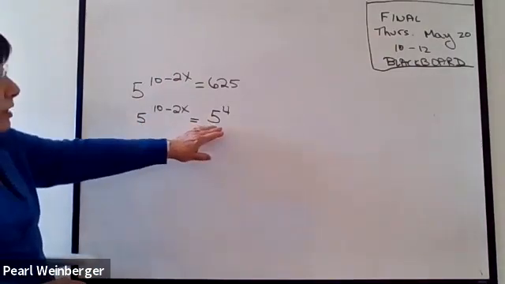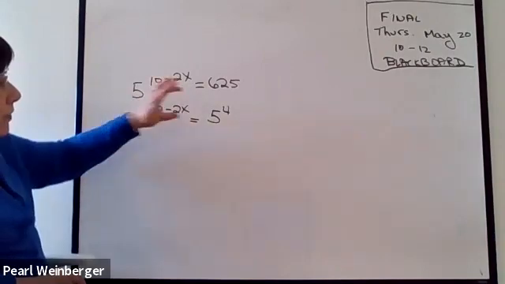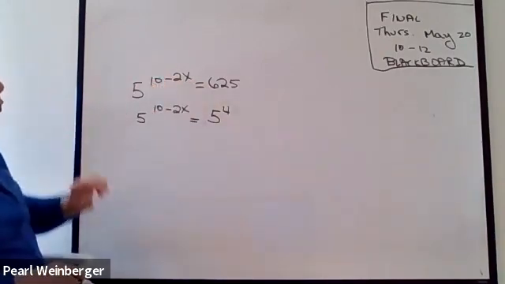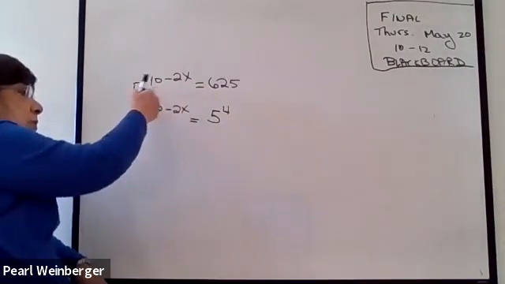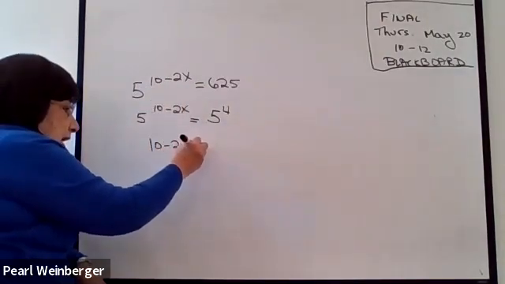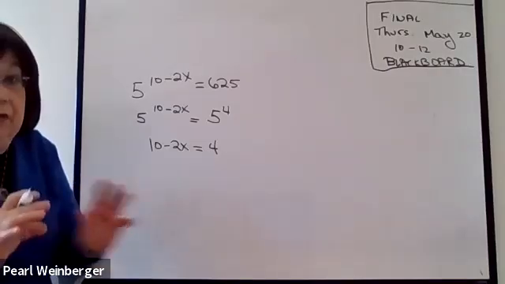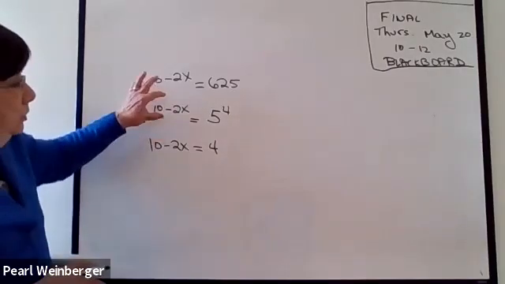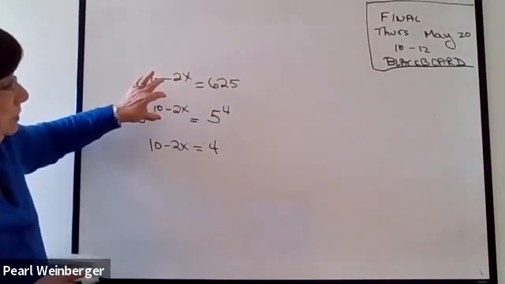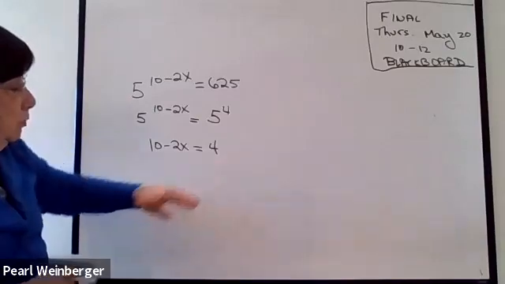Once these are both written with the same base, as they are now, you don't have to worry about the base anymore. Now you just work with the exponent. The exponent here is the 10 minus 2x. That has to equal the exponent here, which is the 4. In other words, we now can ignore that 5 because it's the same for both of them. Let's look at what the two exponents are. And of course, now it's just a regular algebraic equation.